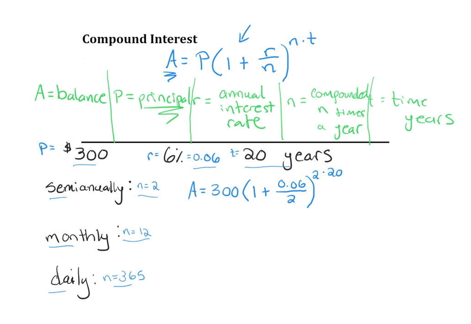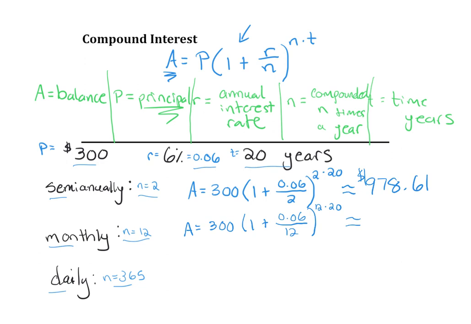So we just plug everything into the formula, put it in your calculator, and you should get that at the end of 20 years, it will grow to $978.61.